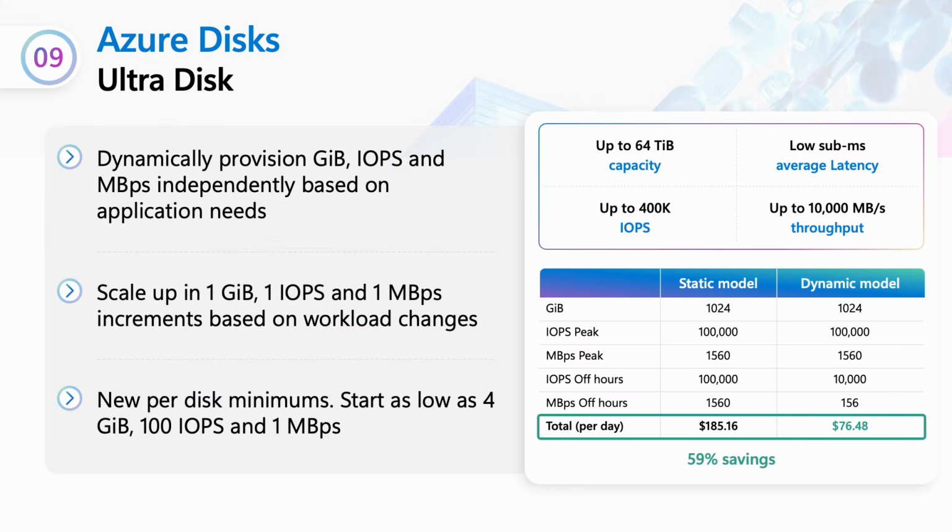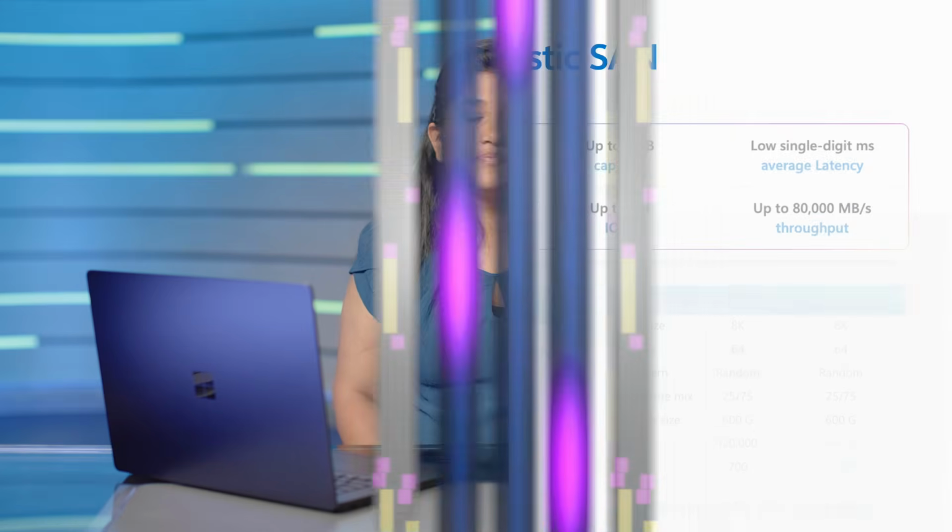For those of you who are running the most demanding workloads, UltraDisk provides significantly high performance and low sub-millisecond latency, making it ideal for mission-critical applications that simply cannot afford to compromise on speed. Similar to Premium SSD v2 disks, you can independently scale capacity, IOPS, and throughput on an UltraDisk. What's more, we have lowered the minimums on the IOPS and throughput required per disk to further enhance flexibility and cost saving.